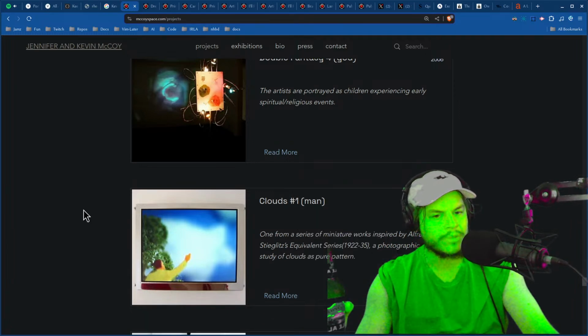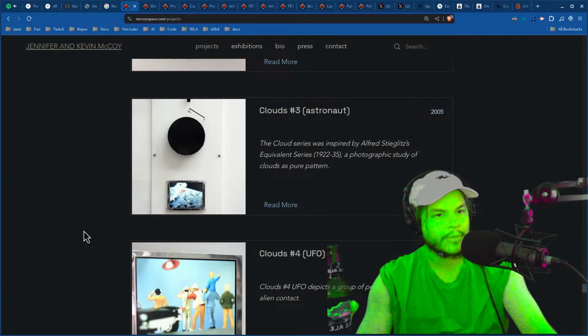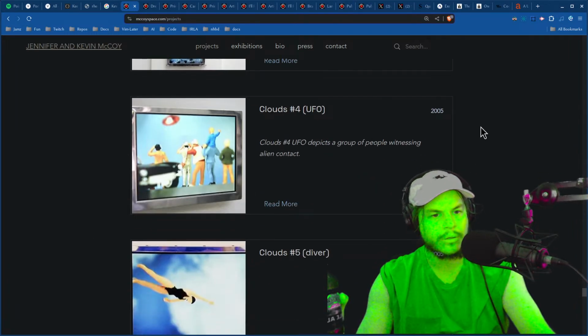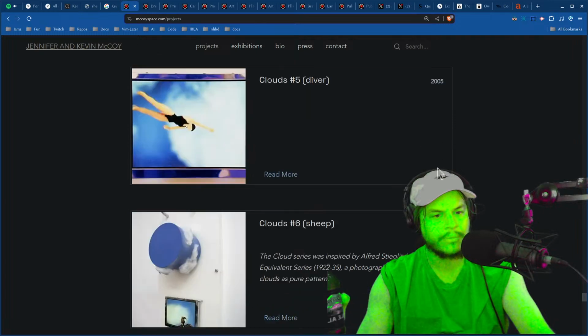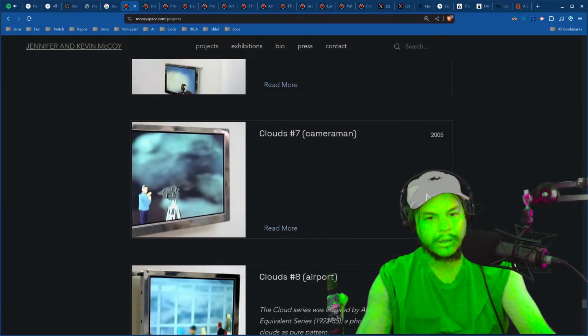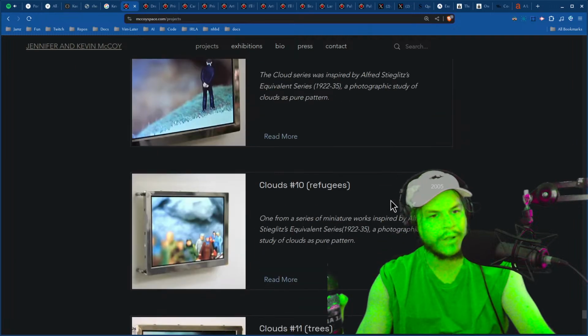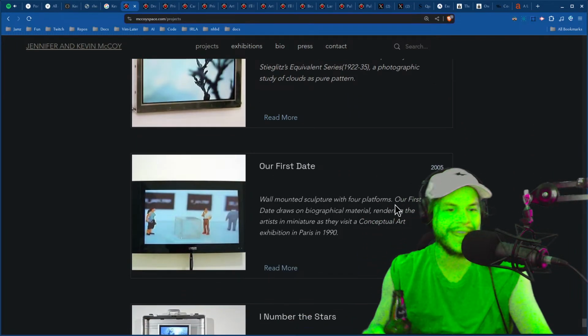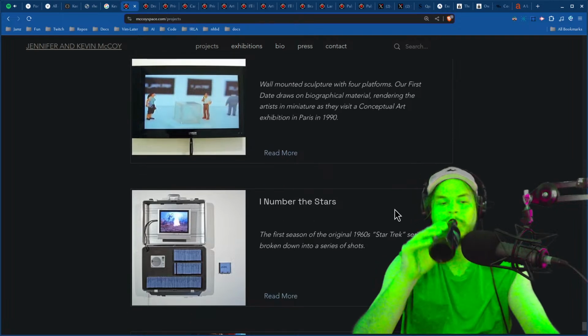Study of clouds is pure pattern, but in miniature form. Clouds Astronaut. Photographic study of clouds is pure pattern. Clouds Number 4 UFOs: people depicting alien contact. We got divers. We got Clouds Sheep. Clouds Gamma. Clouds Airport. Clouds Priest. Clouds Refugees. Clouds Trees. Our First Date. Wow, how cute is that?